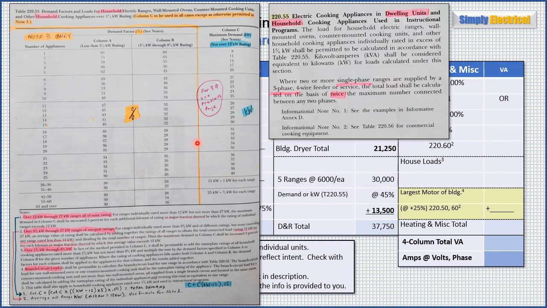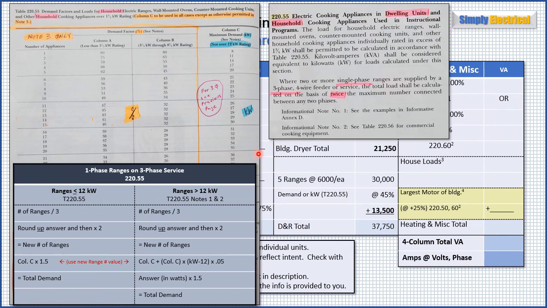Okay, now let's go on to the next paragraph here. It says, where 2 or more single-phase ranges are supplied by a 3-phase, 4-wire feeder or service, the total load shall be calculated on the basis of twice the maximum number connected between any 2 phases. Okay, so we have a table here that gives us a couple of equations, some calculations that we do for this. This is very similar to the 3-phase dryer feeder that we were talking about.